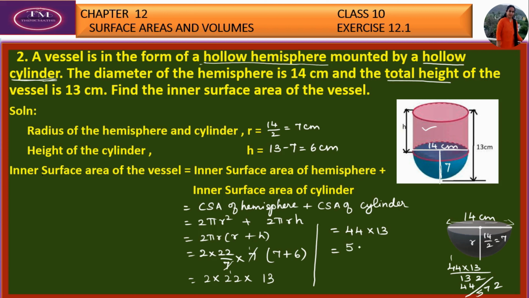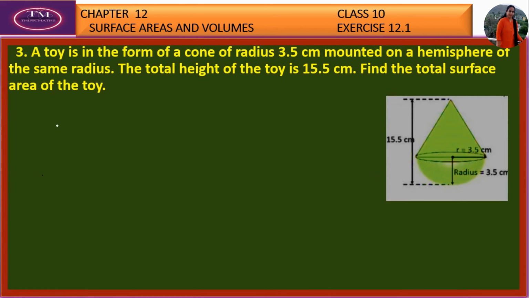So it is 572. It is given in centimeter, so it is centimeter square. So the inner surface area of the vessel is 572 centimeter square. So with this, question number 2 is over. So let us move on to problem 3.